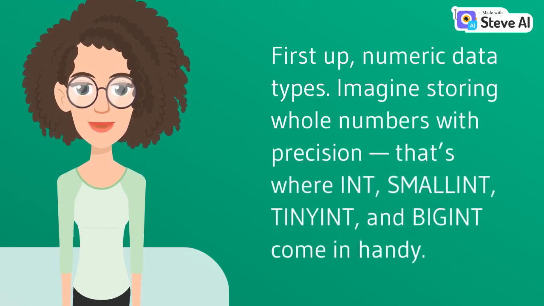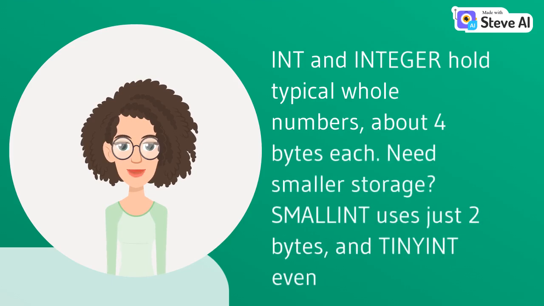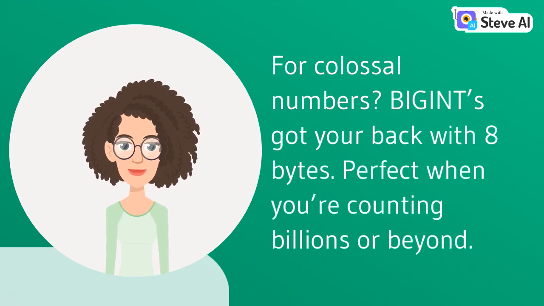Imagine storing whole numbers with precision. That's where INT, SMALLINT, TINYINT, and BIGINT come in handy. INT and INTEGER hold typical whole numbers, about 4 bytes each. Need smaller storage? SMALLINT uses just 2 bytes, and TINYINT even less, just 1 byte. For colossal numbers? BIGINT's got your back with 8 bytes. Perfect when you're counting billions or beyond.